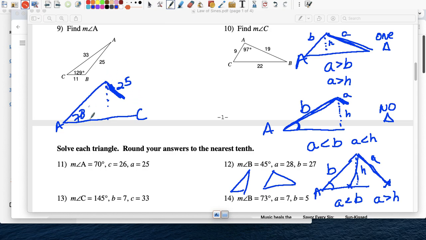So let's figure out here on number 11 what it is. For number 11, let me erase this because I keep thinking this is 78.